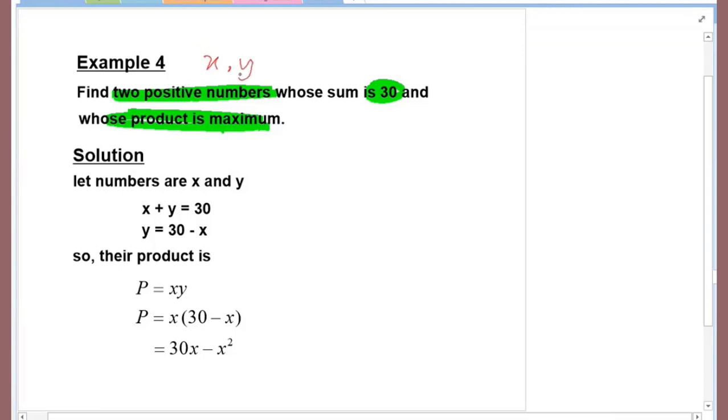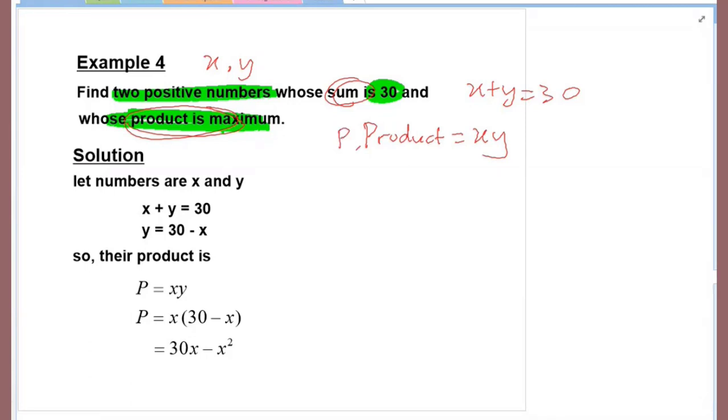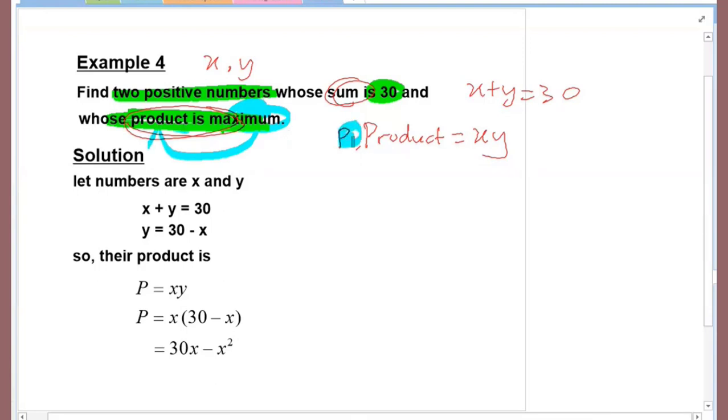The sum total for both is 30. And whose product is x times y. The product P is maximum, so the maximum or minimum must be on the product. So we need to do something on P. Differentiate P, the product, in variables x and y.